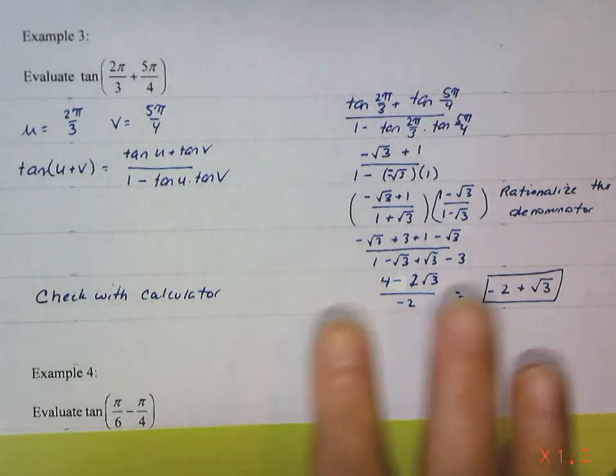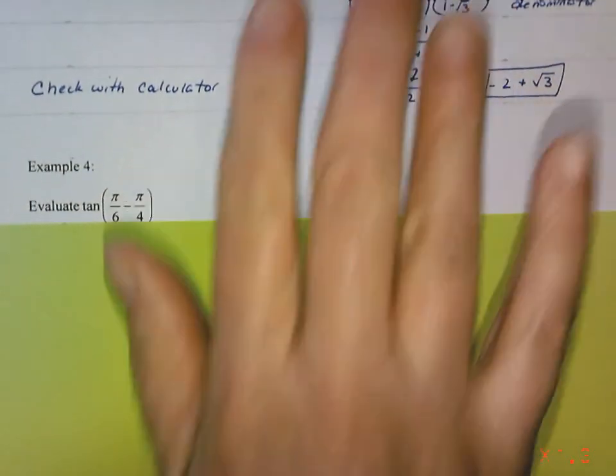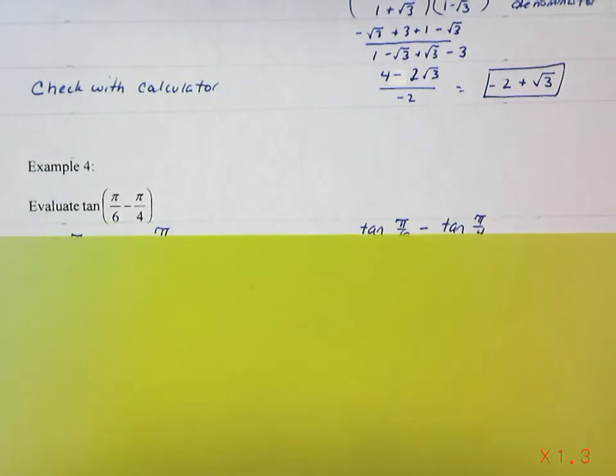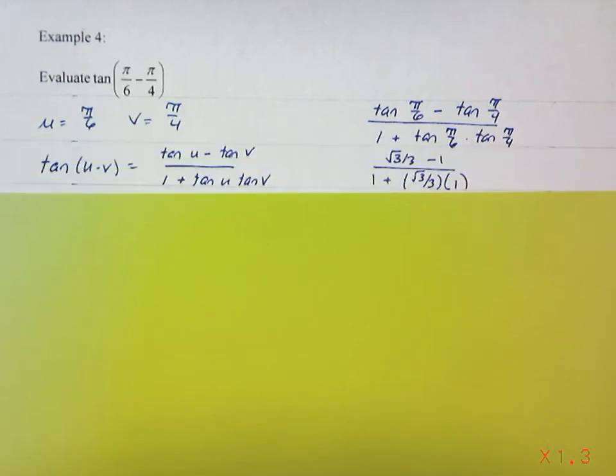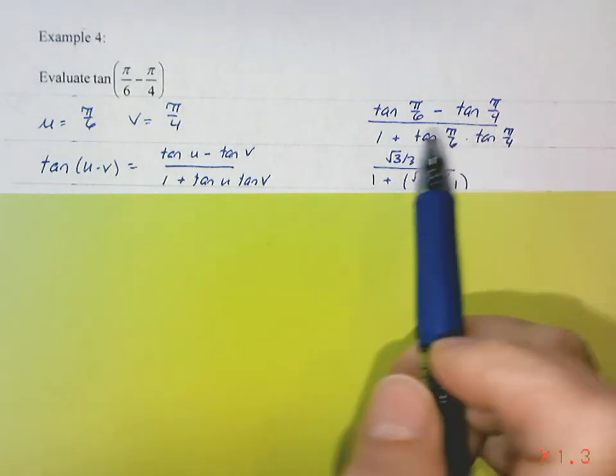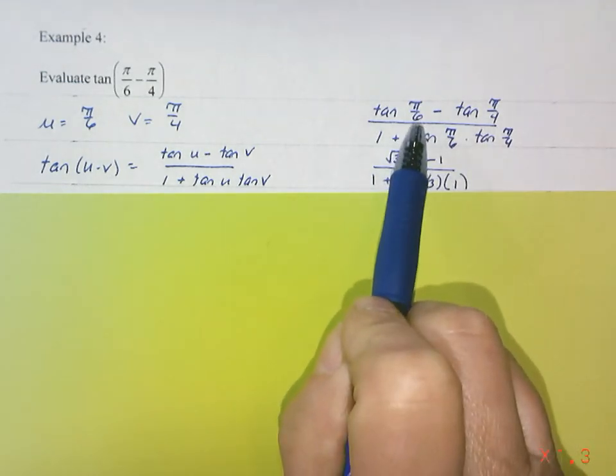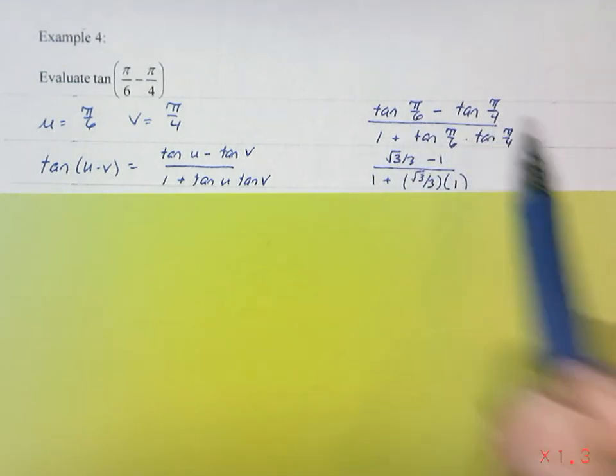I'll do another example with tangents, since this is the one that most students have a difficult time with. So the first example was plus. This is going to be tangent of pi over 6 minus pi over 4. So once again, I identify u and v. I write my formula down. I replace all the u's in the formula with pi over 6 and all the v's with pi over 4.